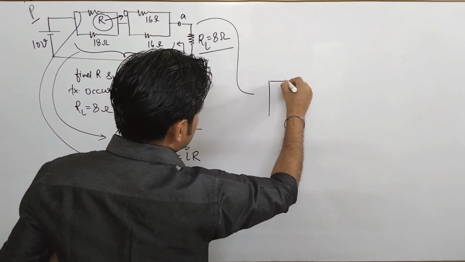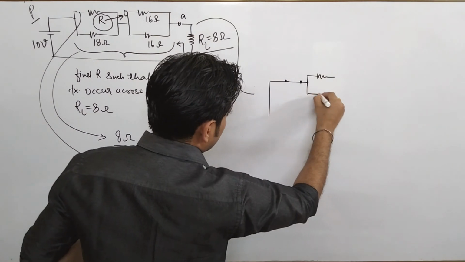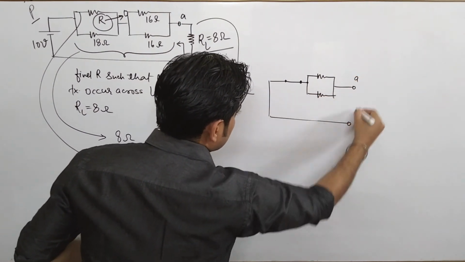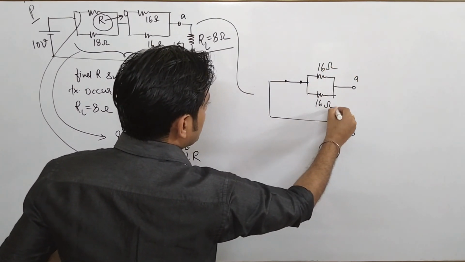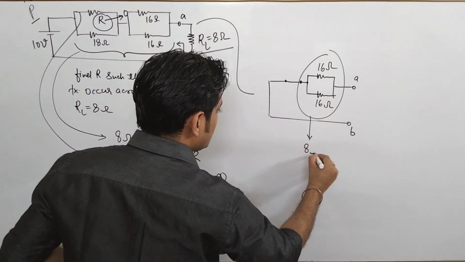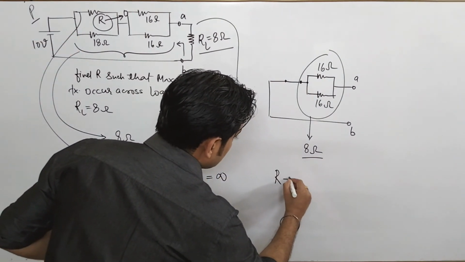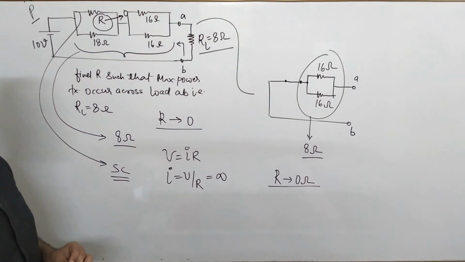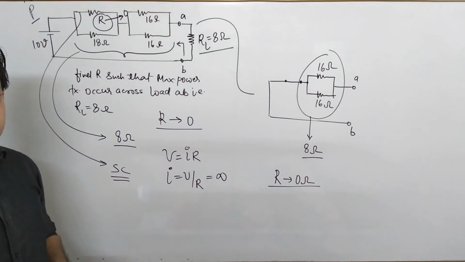So this is your short circuit branch, and again your resistance here is connected, and this is your load, that is AB, and this is your 16 ohm, this is your 16 ohm. If you find the parallel combination of these 16 ohm, that comes to be 8 ohm. So what is the value of R? The value of R comes to be 0 ohm. Just keep in mind, by making R as 0 ohm, this network will deliver maximum power to 8 ohm.